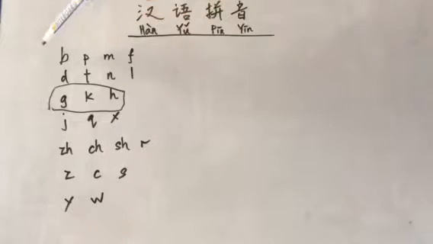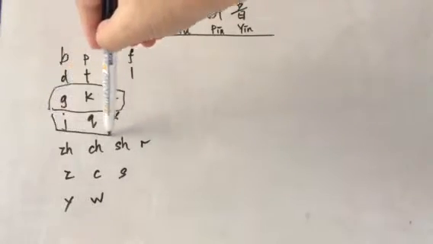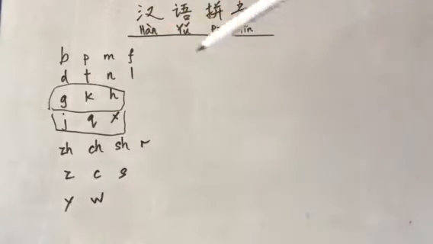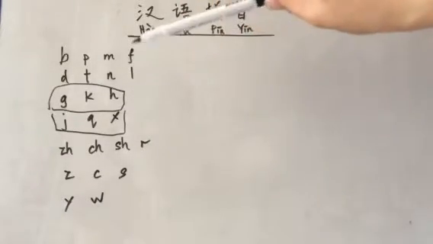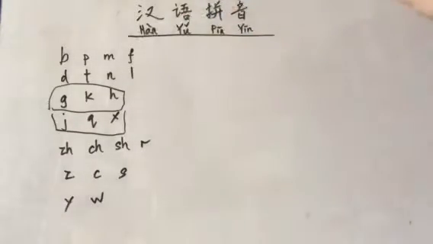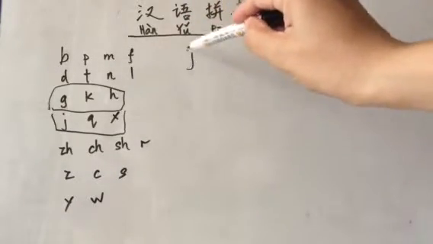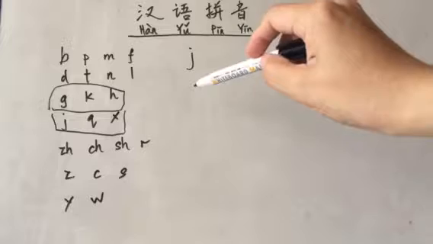Previously, we have learned the first 3 rows of initials, and today we will be learning the 4th row: J, Q, and X. These rows create a lot of confusion for non-Chinese. I'll show you why. Okay, J is pronounced as G.